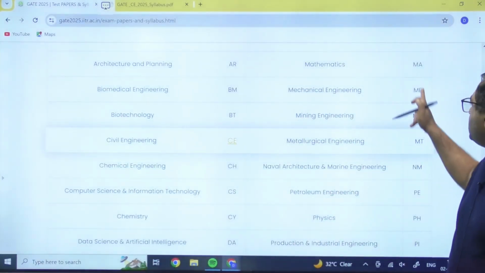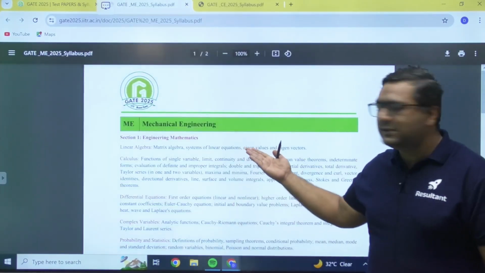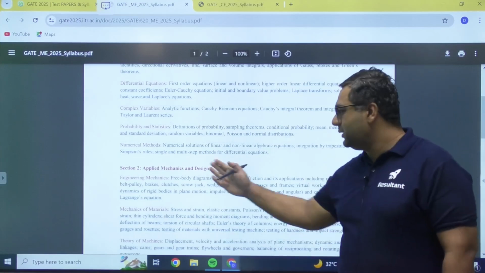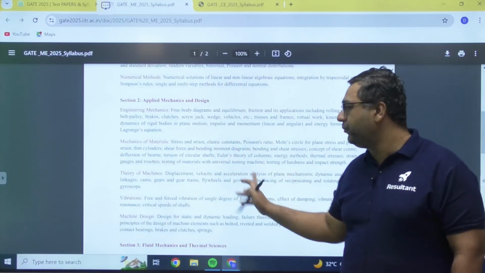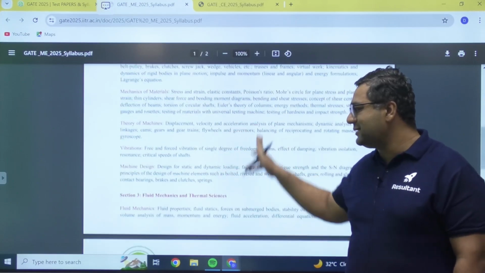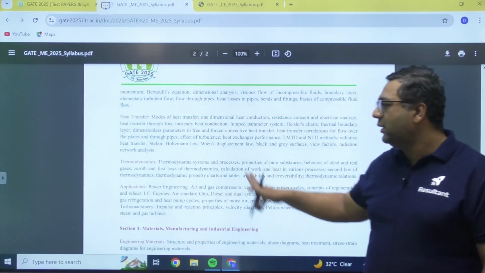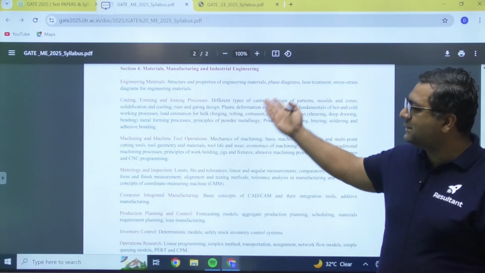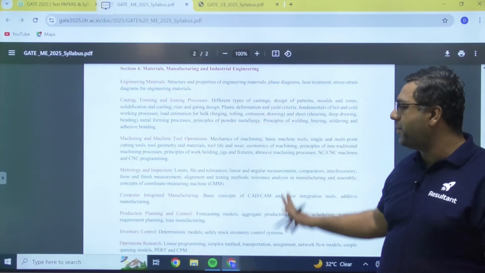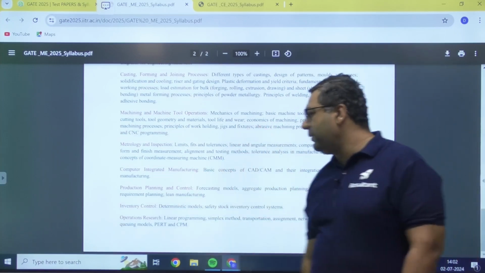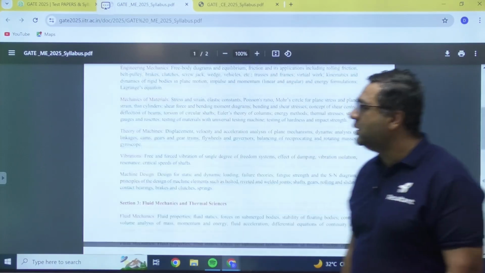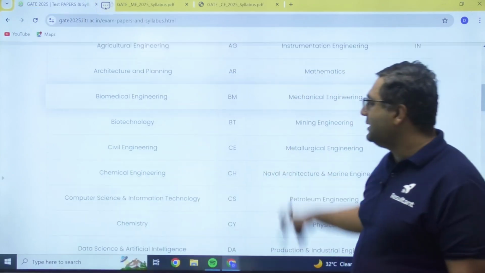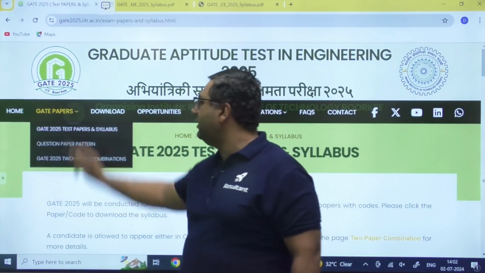If you see the syllabus for mechanical also, you can see the same mathematics syllabus: algebra, calculus, differential equation, complex variable, probability, and numerical method. Then engineering mechanics, mechanics of material means SOM. Then you have theory of machines, vibration, machine design, then fluid mechanics, heat and mass transfer. Then you have thermodynamics, applications. Then you have production, materials, casting, forming, welding, machining, operations, metrology, SIM, PPC, and inventory and operation research. So guys, it is the same as that of last year. So there is no change in the syllabus. Likewise, you can check for any branch. So I feel we have covered this section.